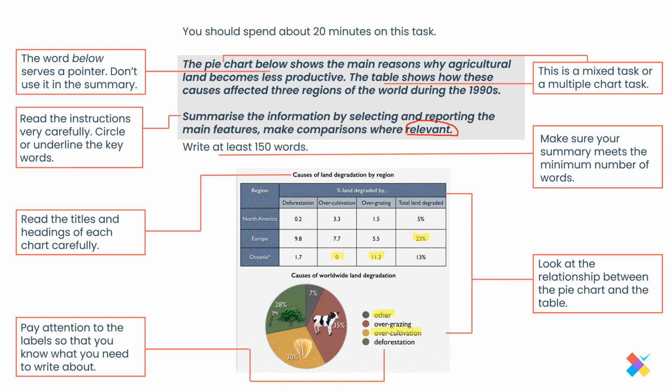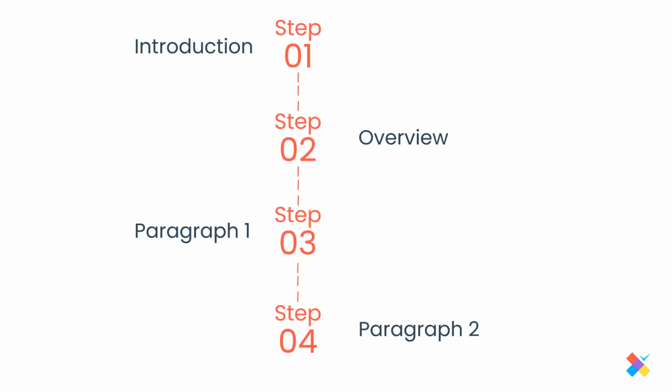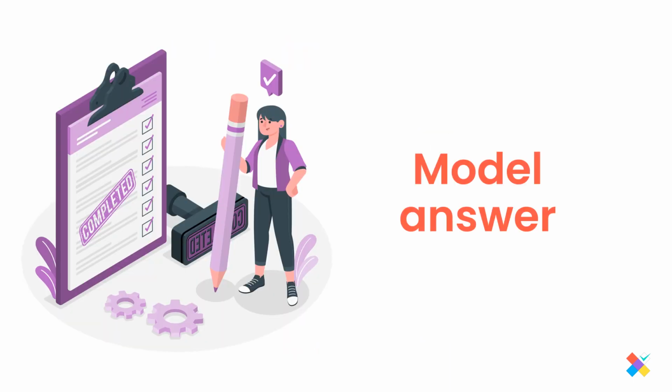Okay, so let's get started. Now, this is a structure that I strongly recommend to be used for every question in which you're given not only two different paragraphs, but for every task 1. Introduction, overview, paragraph 1, and paragraph 2. Okay, so let's have a look at the model answer.